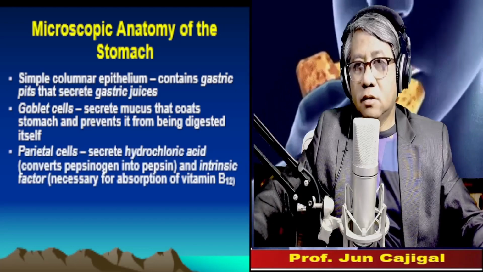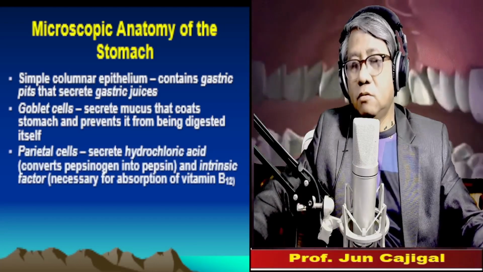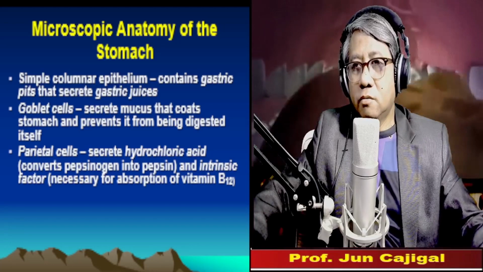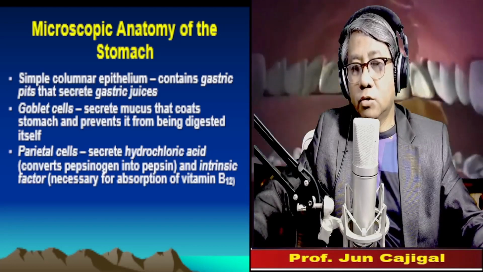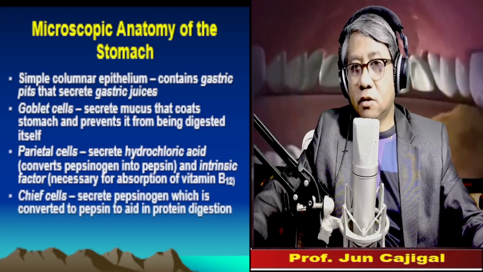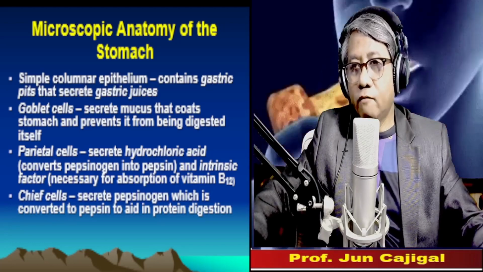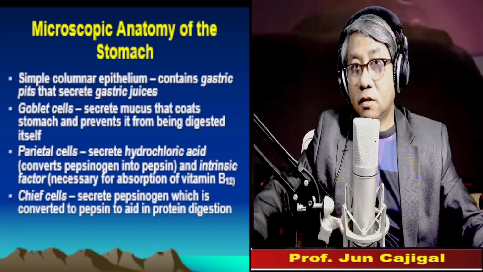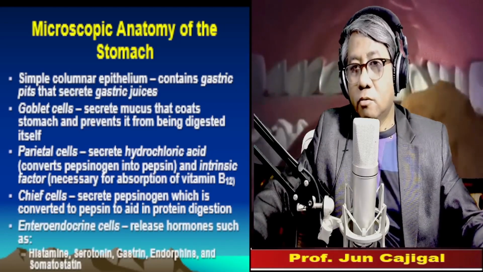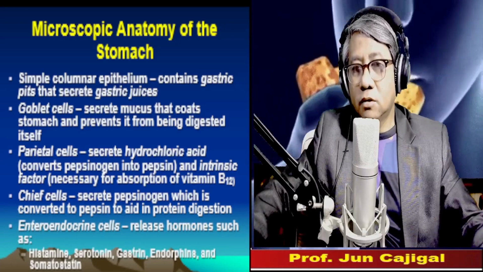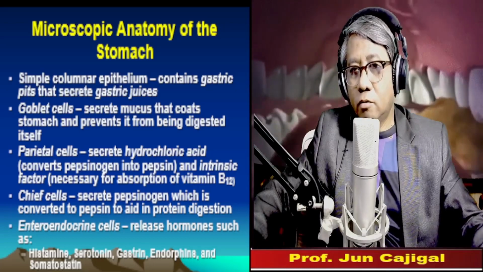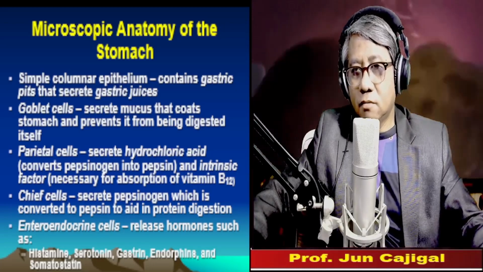Now this hydrochloric acid is important in converting pepsinogen into pepsin, which we will study later. And also intrinsic factor, which is needed for the absorption of vitamin B12. Then we have chief cells that secrete pepsinogen, which is eventually converted into pepsin, and it is essential for protein digestion. Then we have enteroendocrine cells that release hormones such as histamine, serotonin, gastrin, endorphin, and somatostatin.